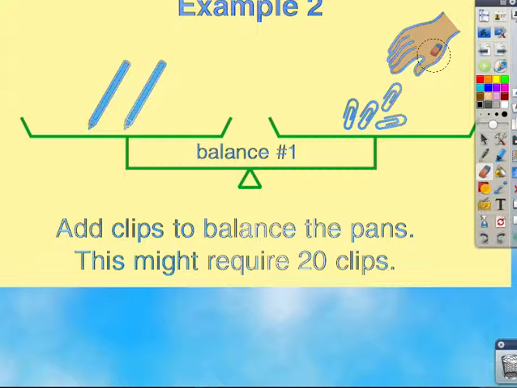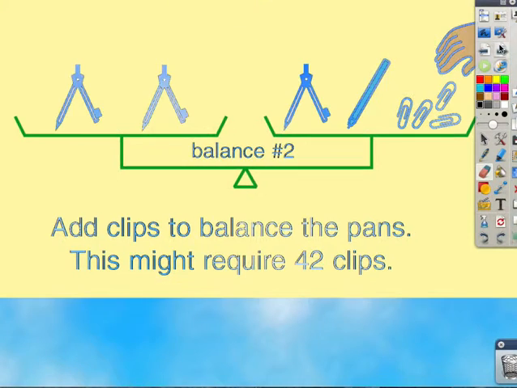Another example is adding clips to balance the pans as well, something that I will have stations available for, where you can actually manipulate and move these things around and kind of figure them out as well.